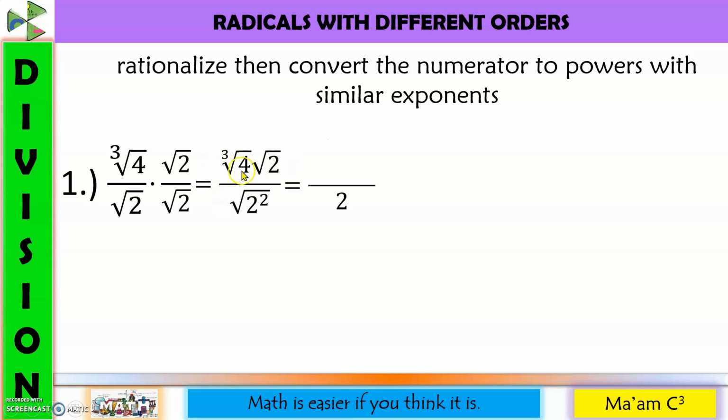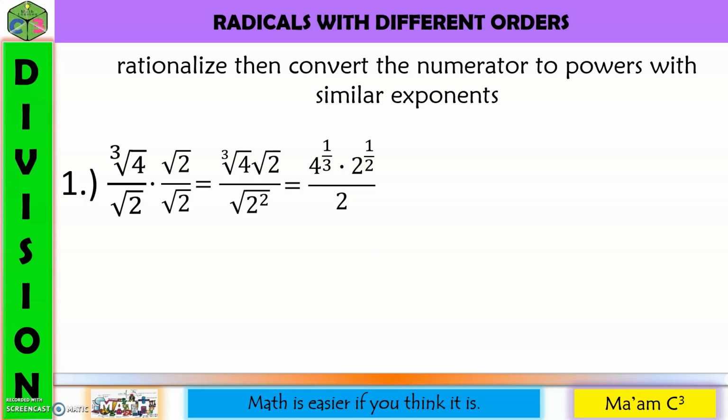So cube root of 4 is 4 raised to 1/3. Square root of 2 is 2 raised to 1/2. The objective is to have exponents that are similar fractions, meaning they should have the same denominator. So the technique is just simply determine the LCD. The LCD of 3 and 2 is 6.